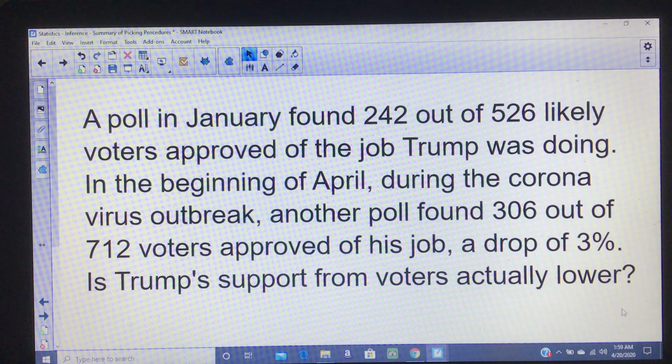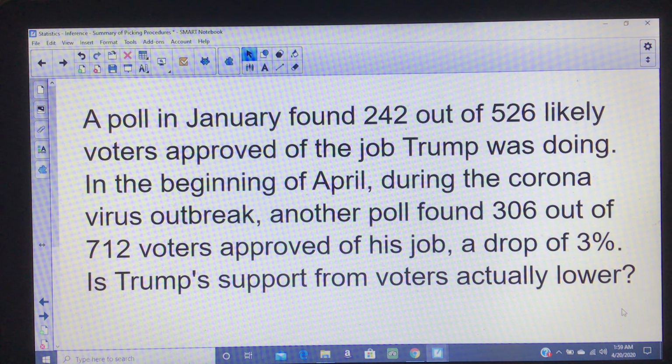So the second example says a poll in January found 242 out of 526 likely voters approved of the job Trump was doing. At the beginning of April, during the coronavirus outbreak, I don't know why I made it two different words, but it's one word. But anyway, another poll now finds 306 out of 712 voters approve of his job. Now, from one poll to the other, it's a 3% drop.